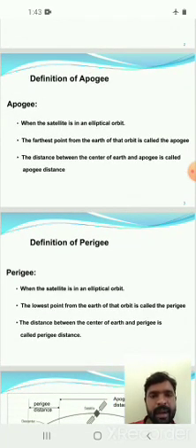Definition of apogee. When the satellite is in an elliptical orbit, the farthest point from the earth of that orbit is called apogee. The distance between the center of the earth and apogee is called apogee distance.